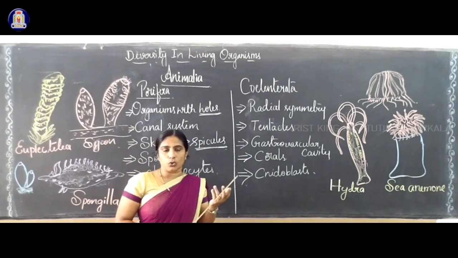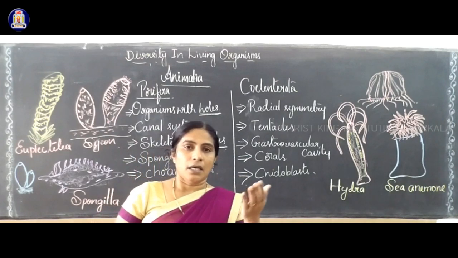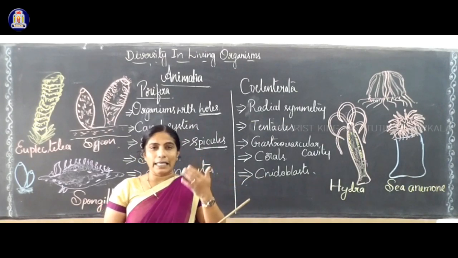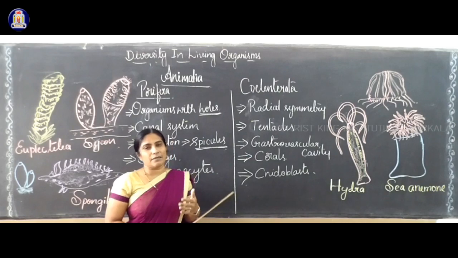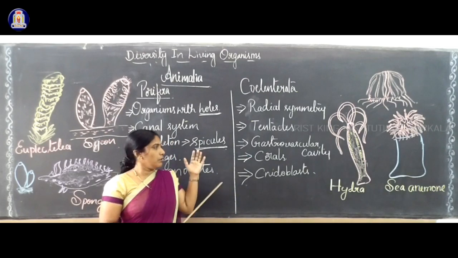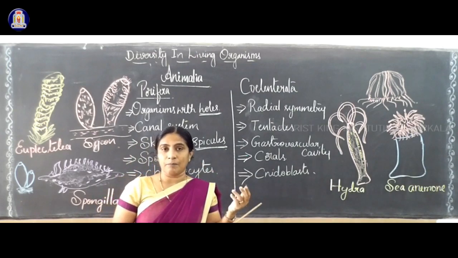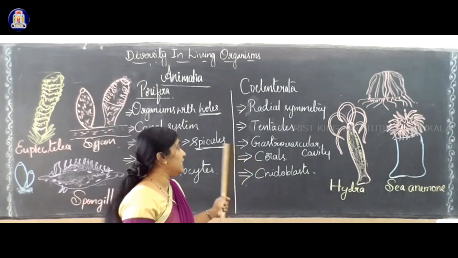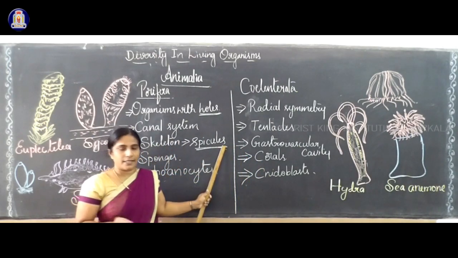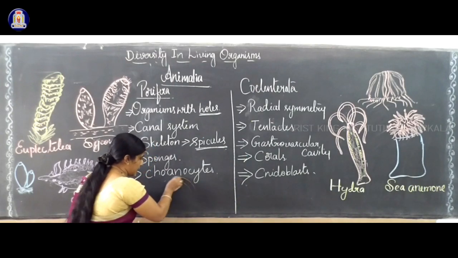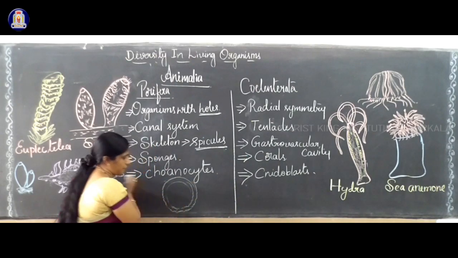And one more. According to that, we are studying triploblastic, bilateral, and radial symmetry. Maybe you heard about the word now or before in a textbook. What do you mean by radial symmetry? For example, if we take a circle, this is just an example I am giving.